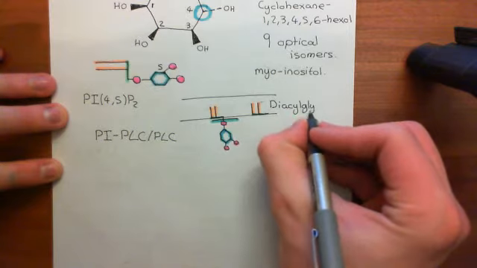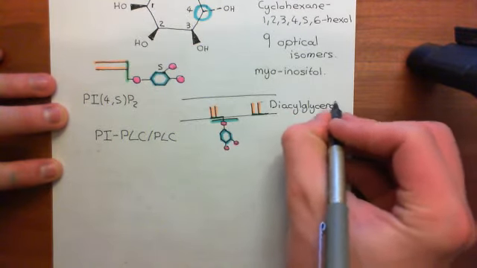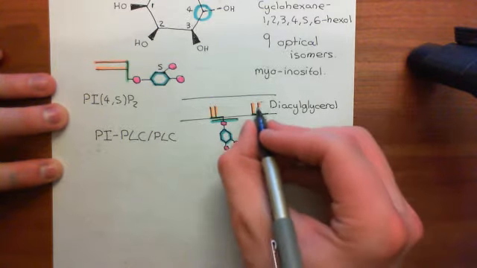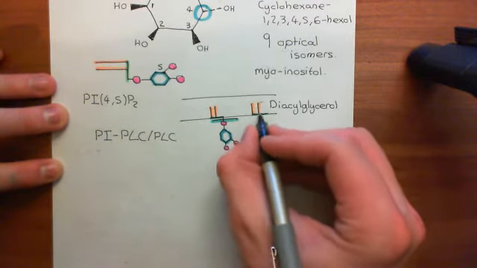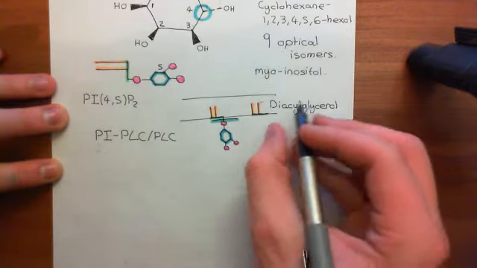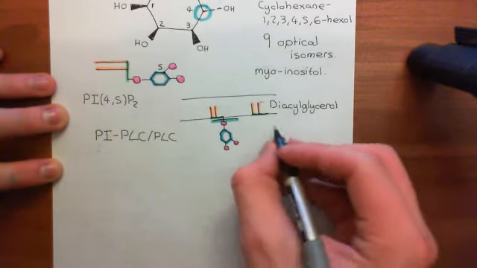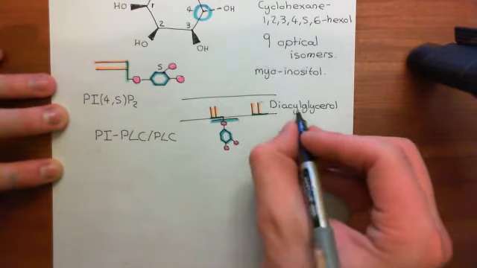Okay, and the reason that name makes sense is that we have a glycerol molecule as the backbone, and then we have two long-chain carboxylic acids esterified to it. Now, why then isn't it called dicarboxylic acid glycerol? Well, what does acyl mean?